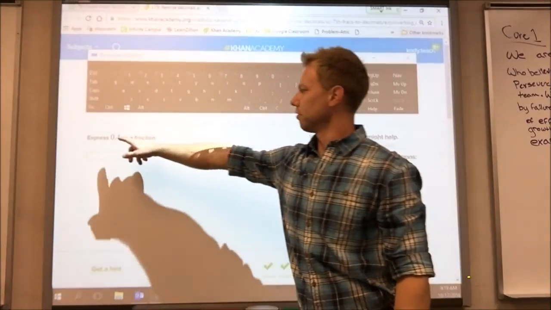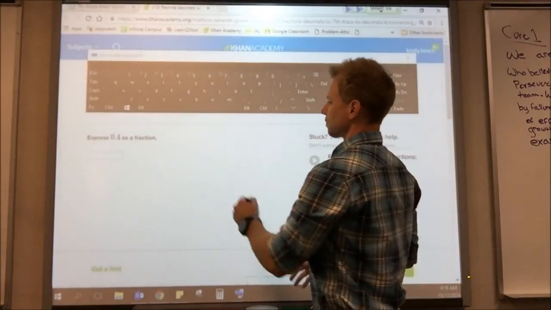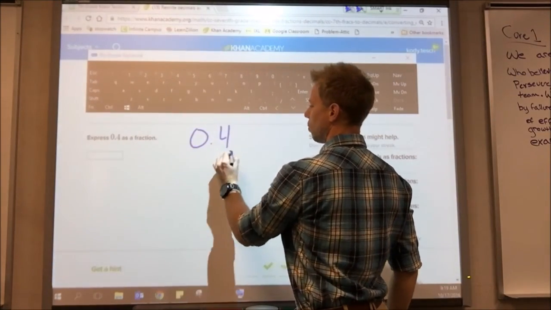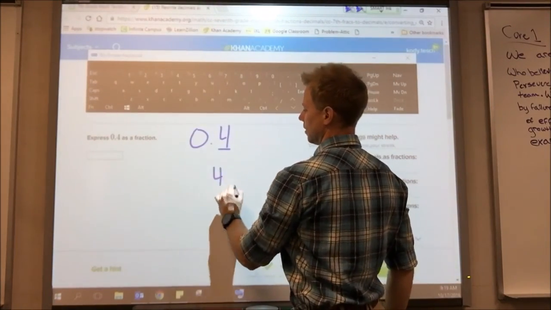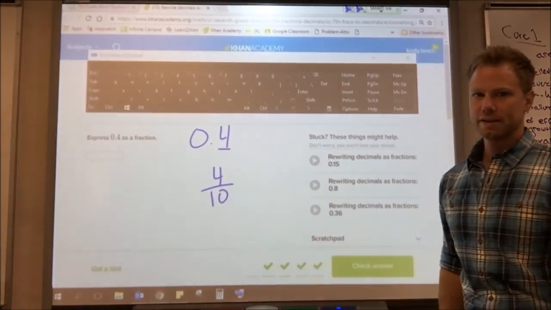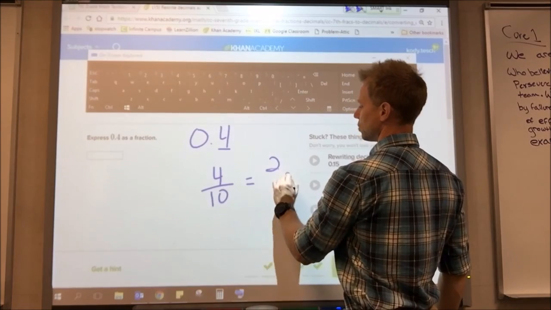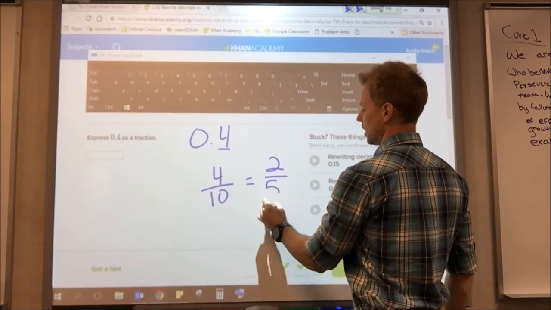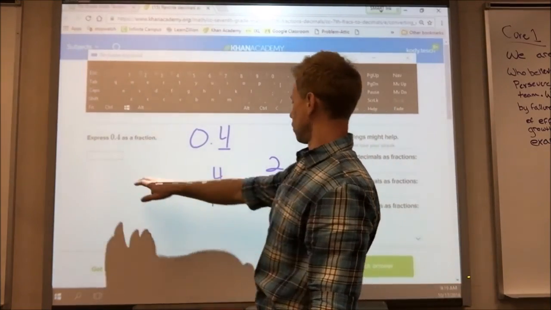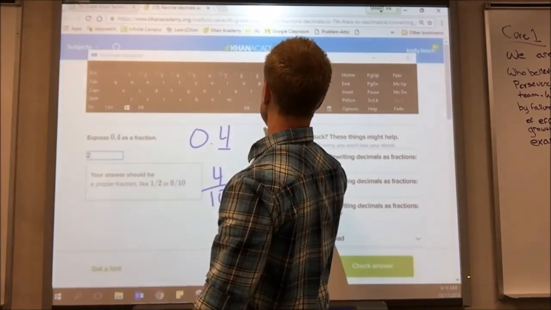All right, one more. We have 0.4. 4 is in the tenths place, so we put 4 over 10. And then reduce, 2 goes into 4 and 10. 2 goes into 4 twice, 2 goes into 10 5 times, so our answer is 2/5.